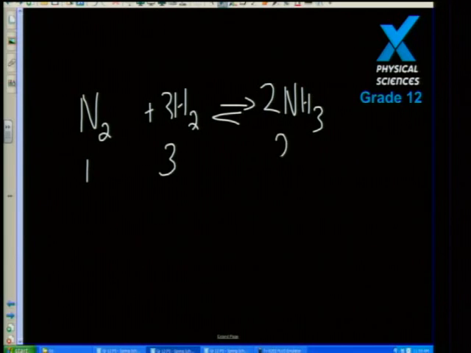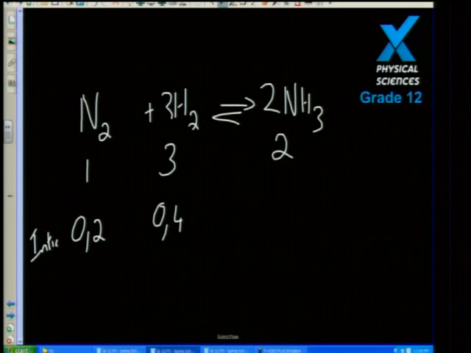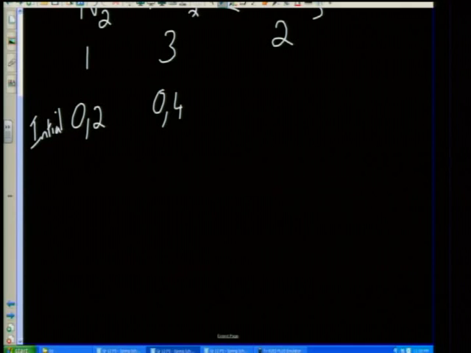1 is to 3 is to 2. If we say we started with 0,2 and we started with 0,4, and that was what we started with, that's the initial. And at the end, when it got into equilibrium, let's say that we had something like 0,1 over here. So at equilibrium, we've got 0,1 moles.